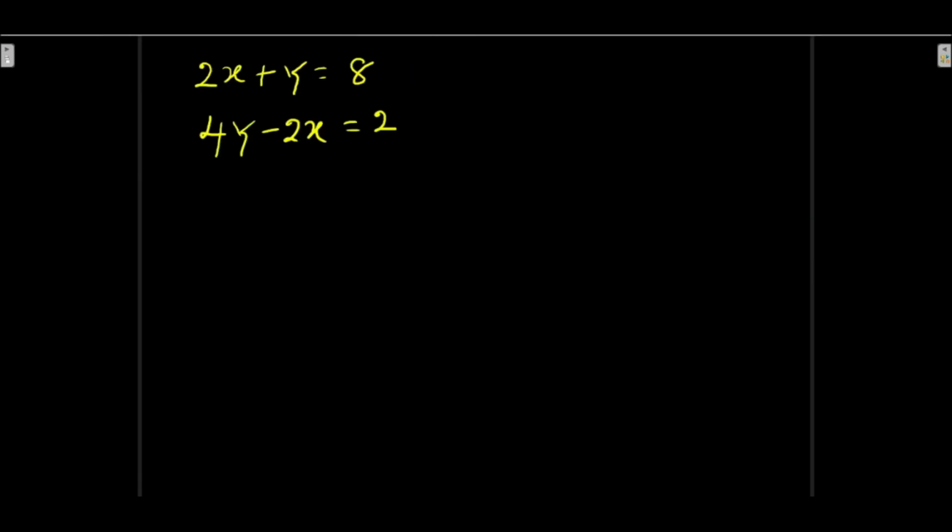Okay, shall we do another example here? Take this as the first one and the second one. What are the coefficients of x? We have to check the coefficient of x first. It is 2 and minus 2. What are the coefficients of y? It is 1 and 4. Now which one can be removed? With 2, the x can be removed.